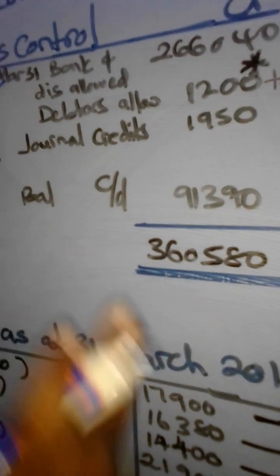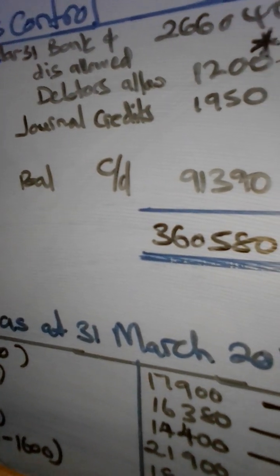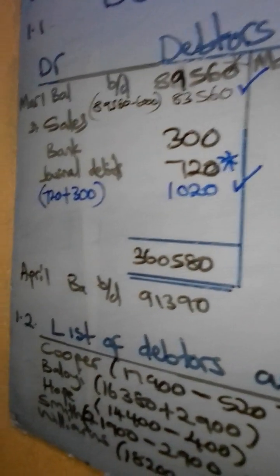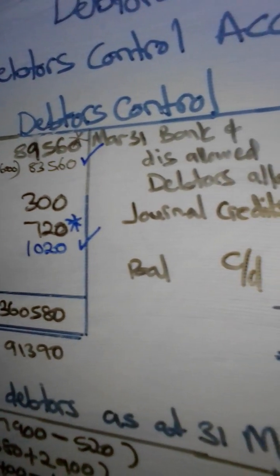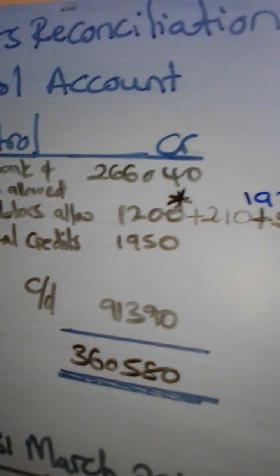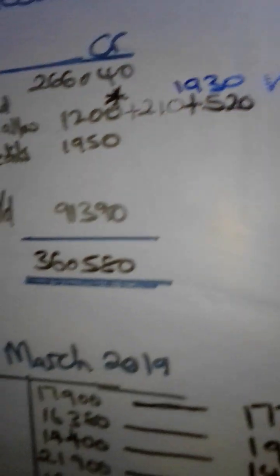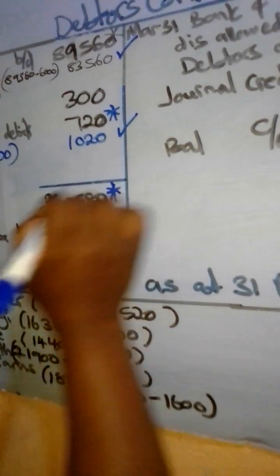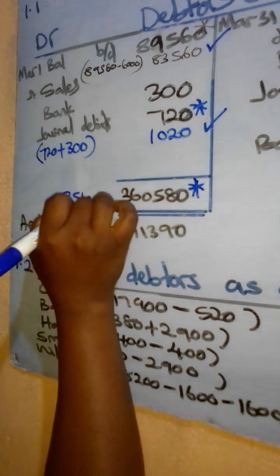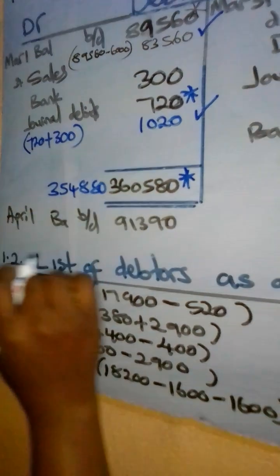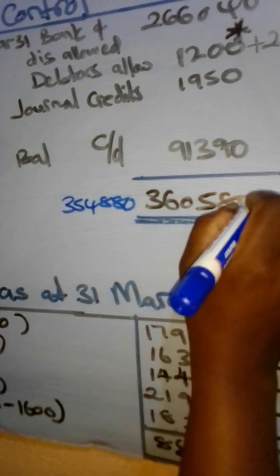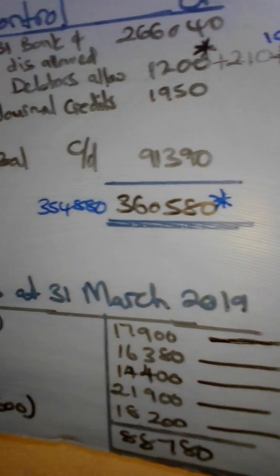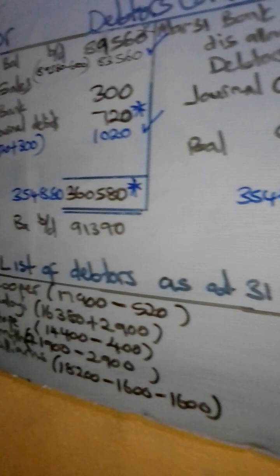Let's add everything on the bigger side and subtract what is on the smaller side to get the new balance CD and the balance BD. So the new total after we add the bigger side is now 354,880. This is wrong. So it's now 354,880. This is the wrong amount. So this is the new total in the total column.